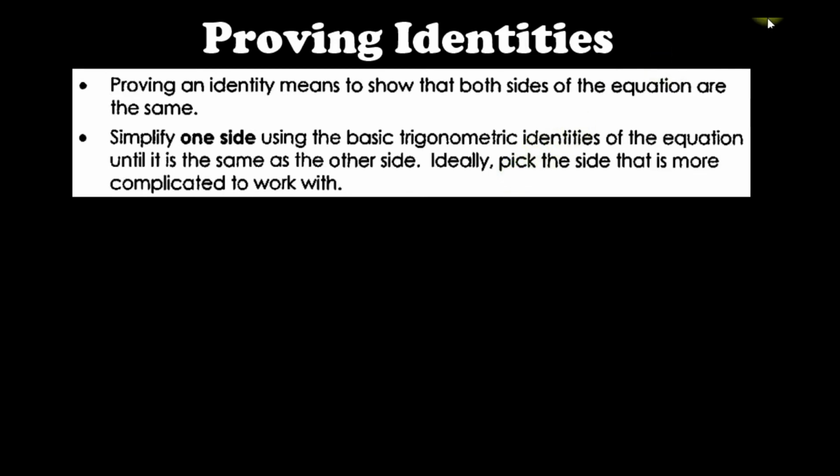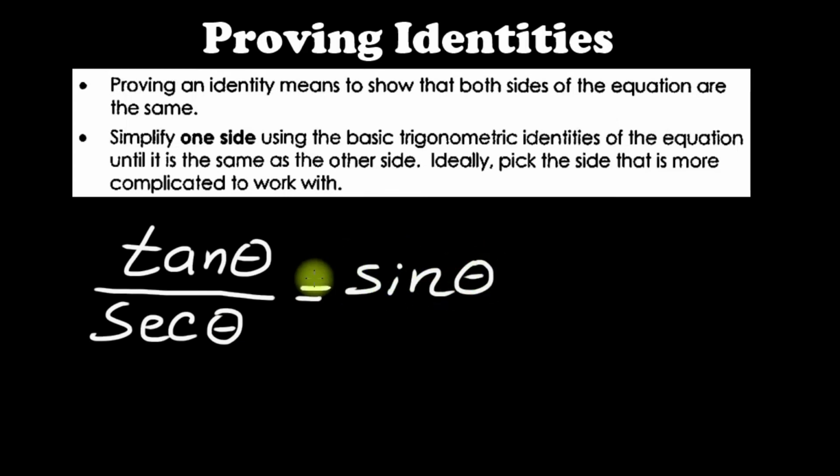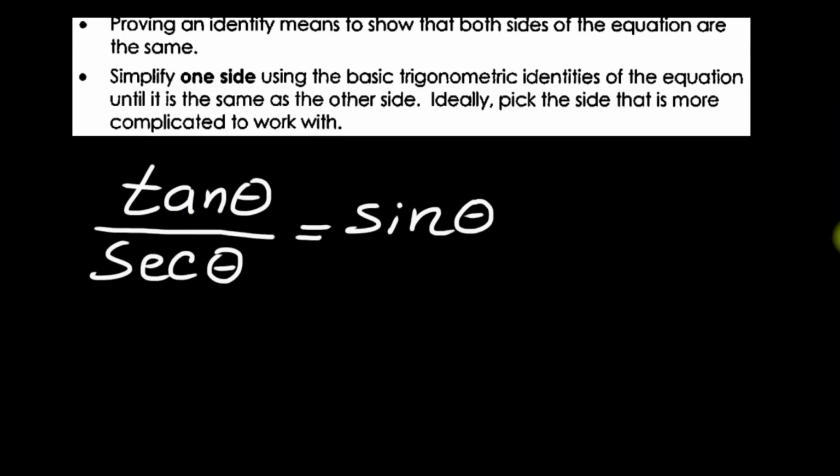Okay, let's take a look at an example. Here we are going to prove that tangent theta over secant theta is sine theta. So we're going to show that tangent theta divided by secant theta is the same as sine theta. You show that one side is the same as the other side, and you pick the side that is more complicated to work with. So we're going to pick this side to work with and simplify it.